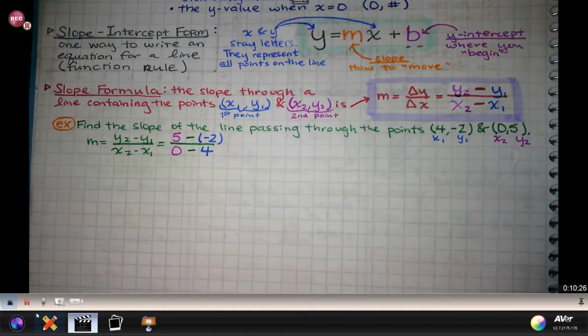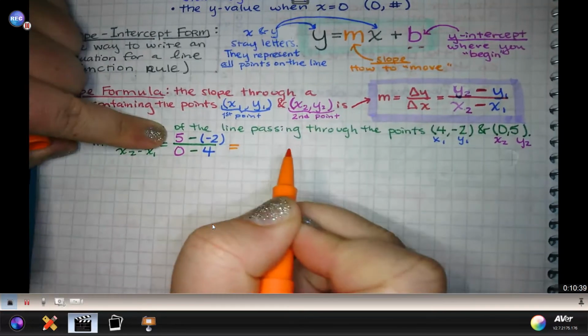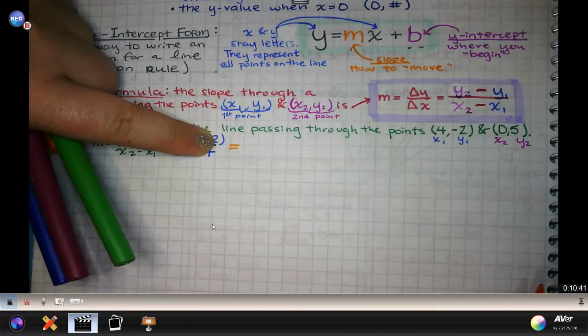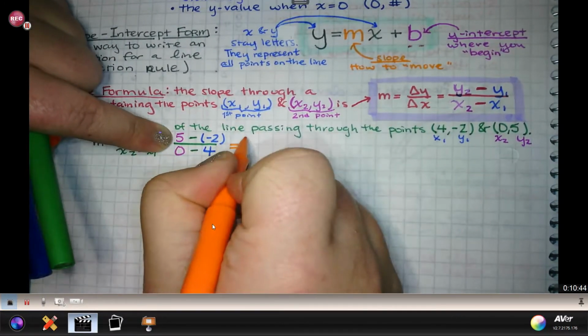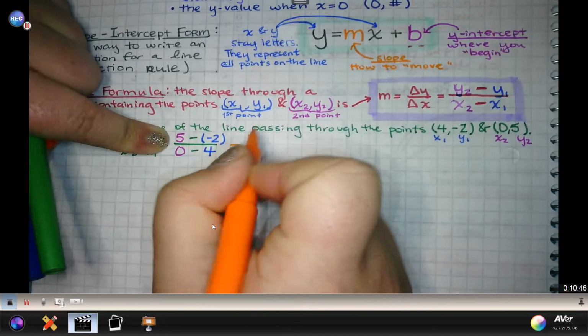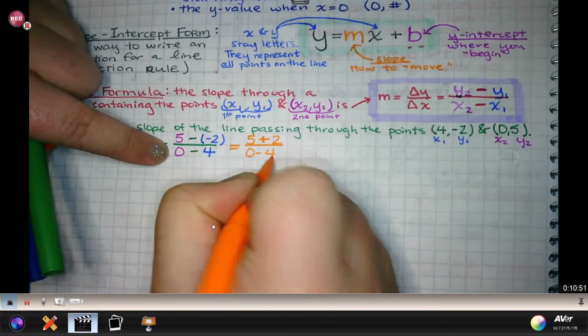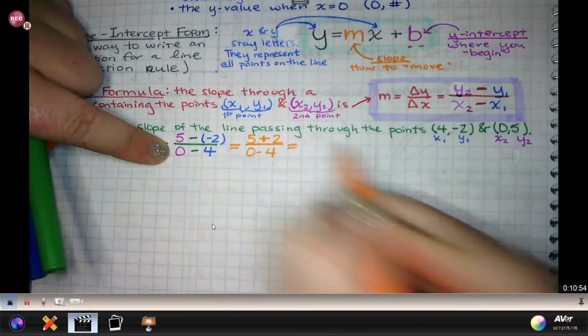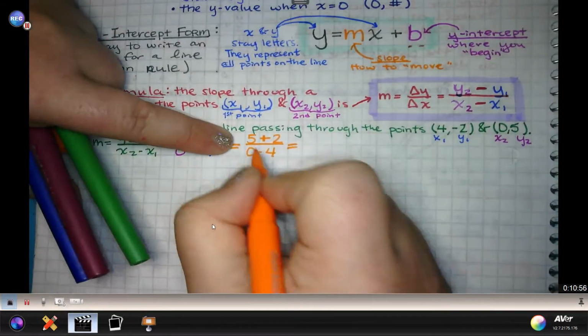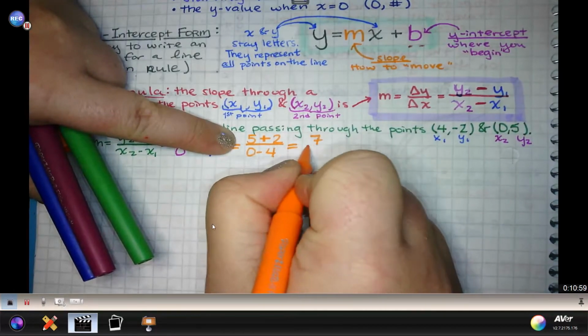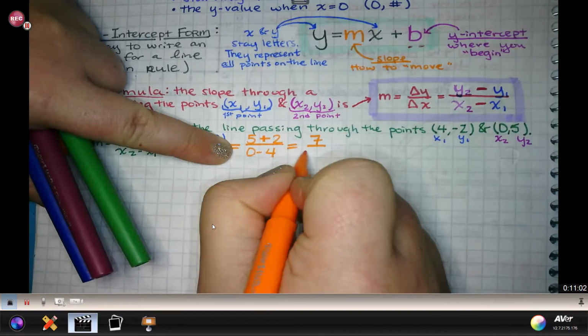Then we actually perform some, whoopsies, hopefully that's not blank for you. We'll find out. Okay, we perform the actual math. So we do 5 minus negative 2. Well, minus a negative, remember, becomes plus. So I can change this to be 5 plus 2 over 0 minus 4. Okay, then let's do the actual math. 5 plus 2 is 7 over 0 minus 4 is negative 4.